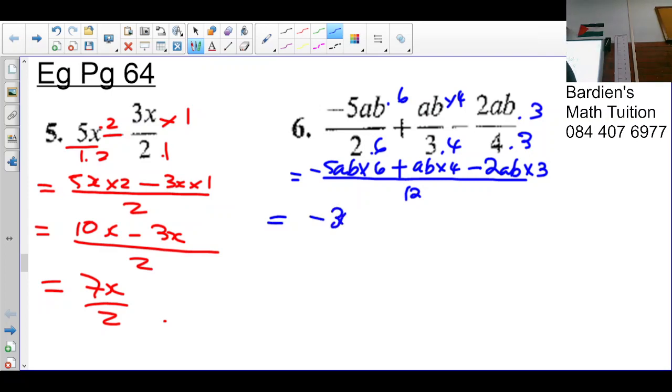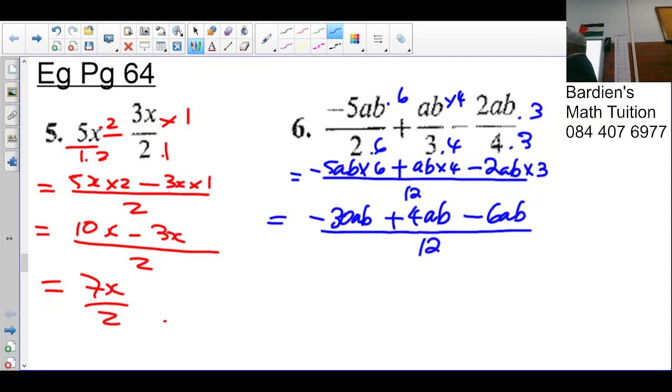Negative 30AB plus 4AB minus 6AB. You all agree with that? Yes, sir. Over 12. I win. Okay. Are they like terms? Yes. Negative 30AB plus 4AB.